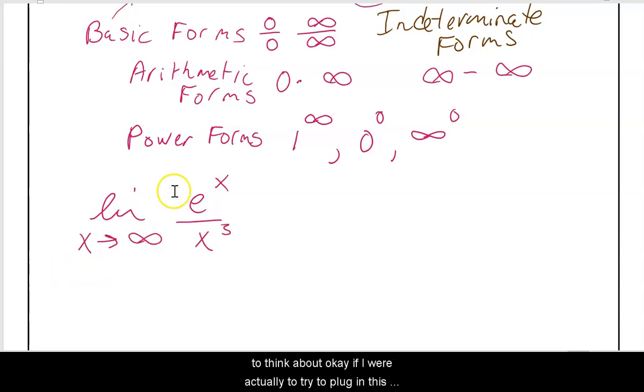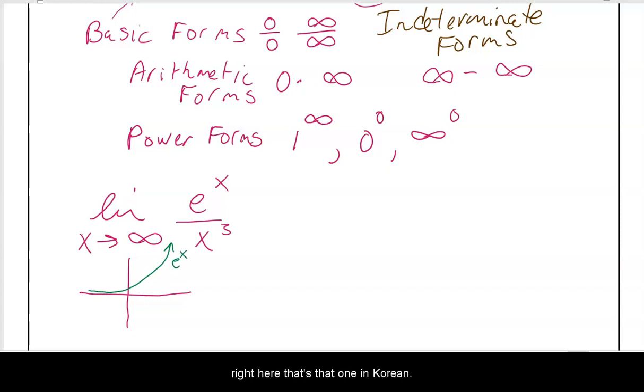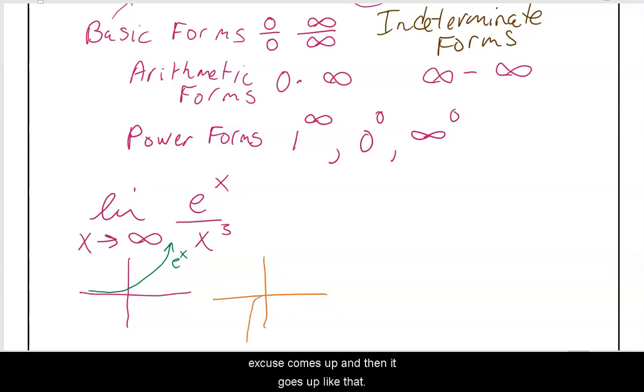So now we have to think about, okay, if I were actually to try to plug in, what does this do? Remember, the limit at infinity is basically asking you, what does the y value do when the x value goes way off to the right? So I'm going to first draw e to the x, which is this function right here. That's that one in green. And now I'm going to draw a cubed function in orange. So x cubed comes up and then it goes up like that.